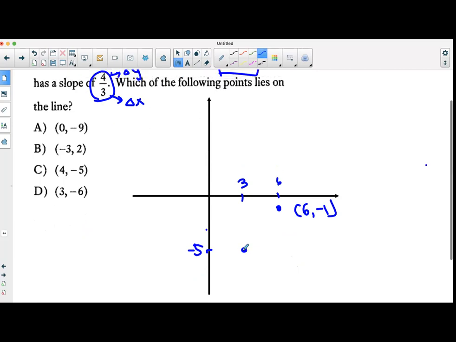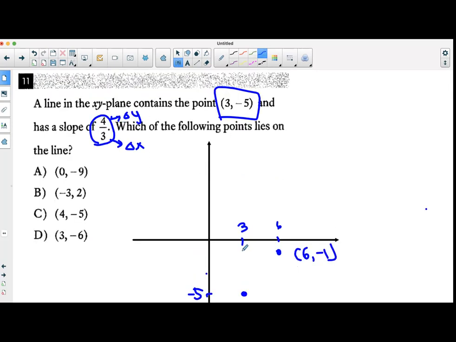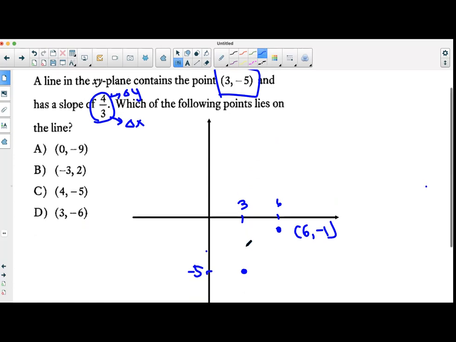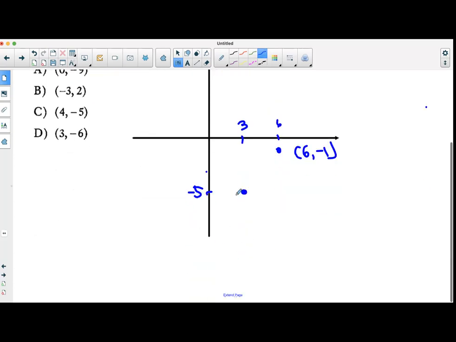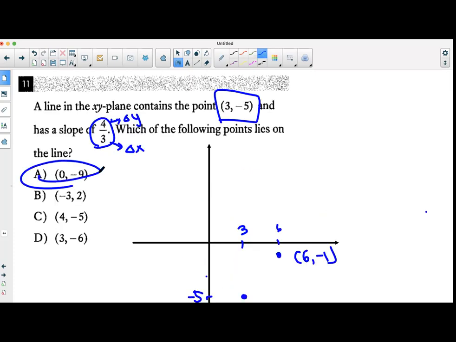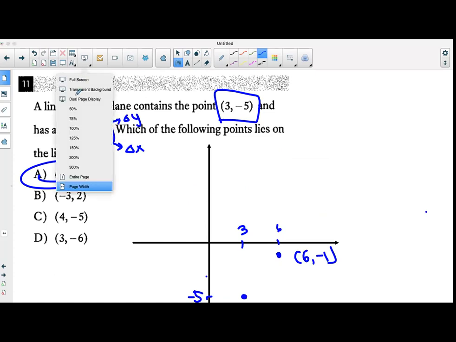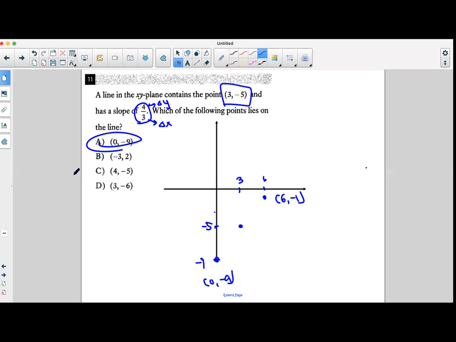So I end up going down by what? 4 units actually, right? Go down by 4 units. Oh, look at that. 0 comma -9. Which one is it? Choice A. So that's what we could have done. And in fact, that's what I would have done, especially if it were a College Board question, right? Because they design the questions so that numbers work out nicely.